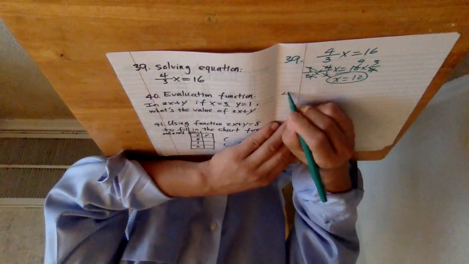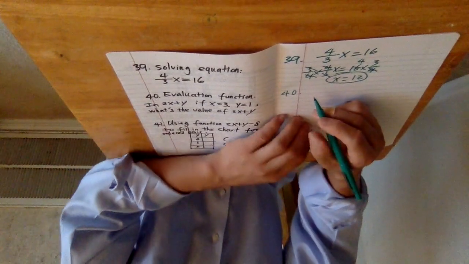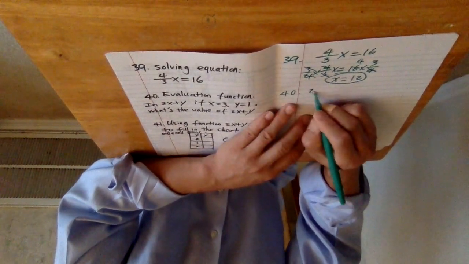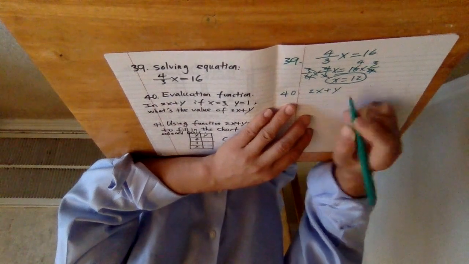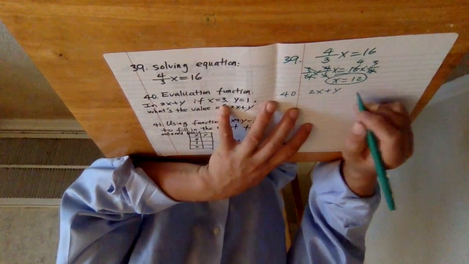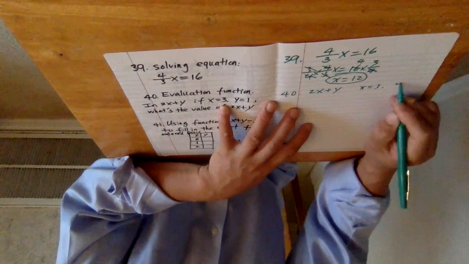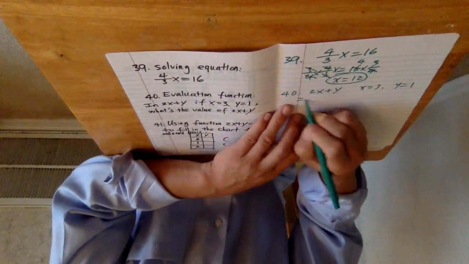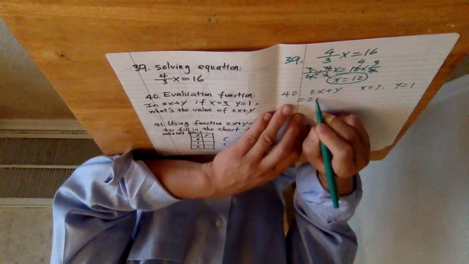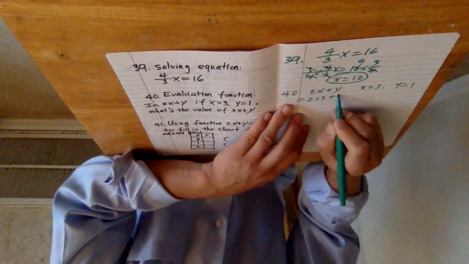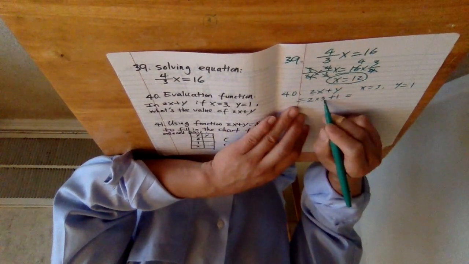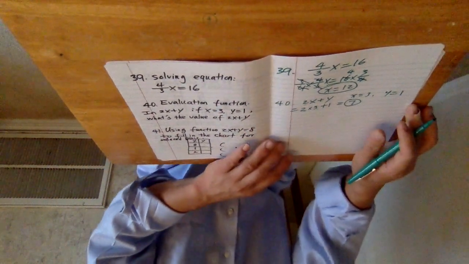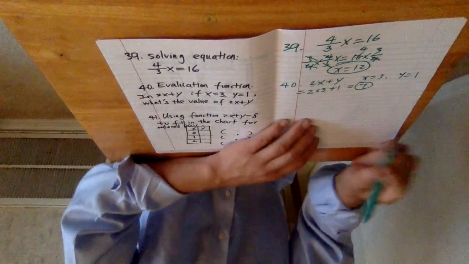Number 40, evaluation of a function. 2x plus y, if x equals 3 and y equals 1. These are given conditions, so we're going to put them in. 2x plus y equals 2 times 3 plus 1. 2 times 3 is 6, plus 1 is 7. So the value of this function is 7.